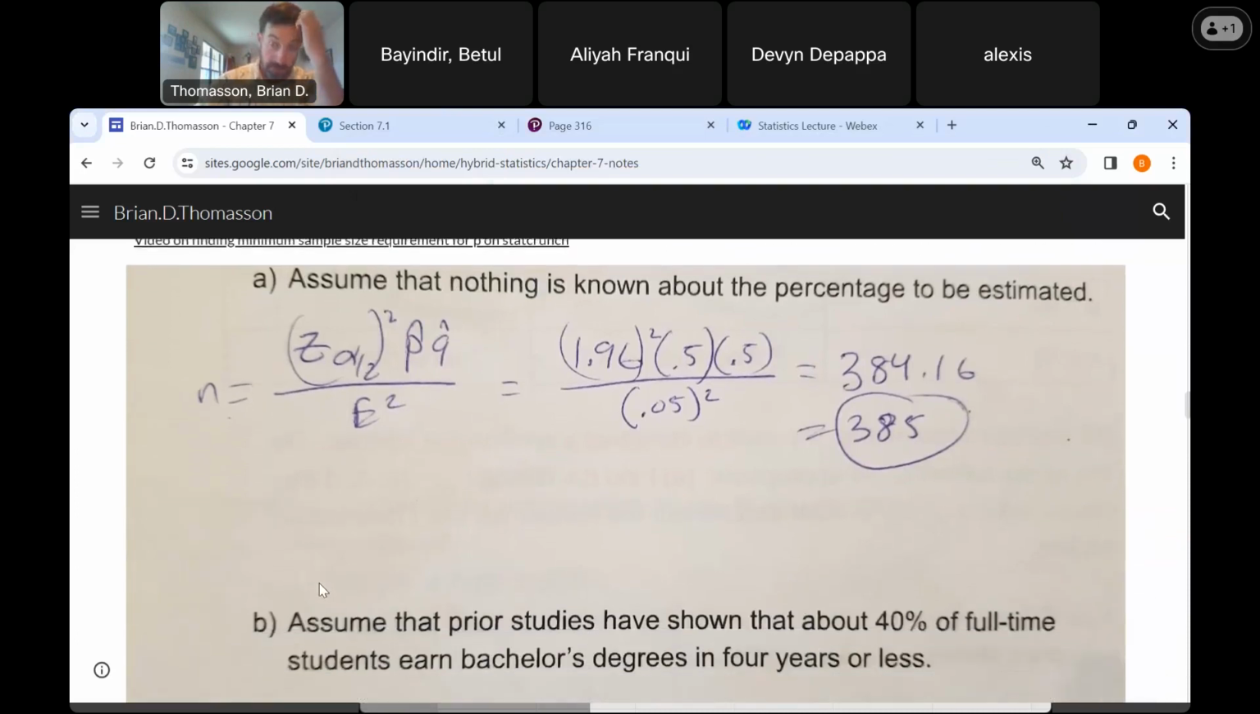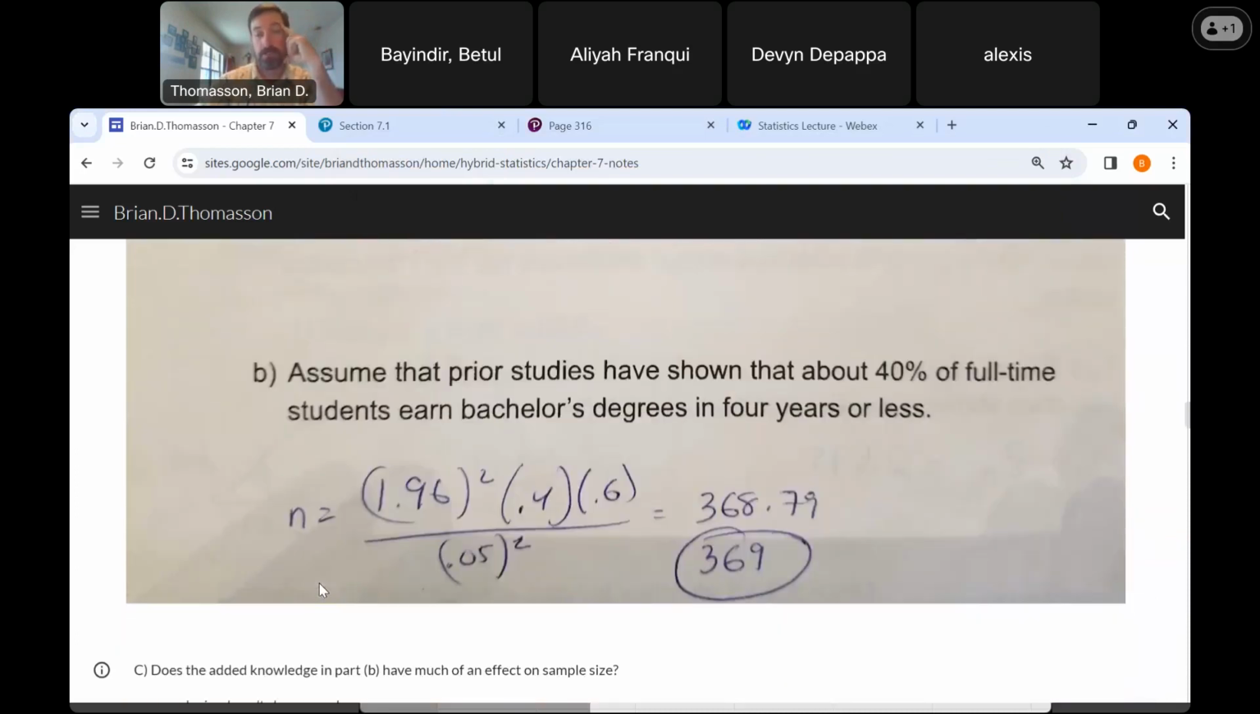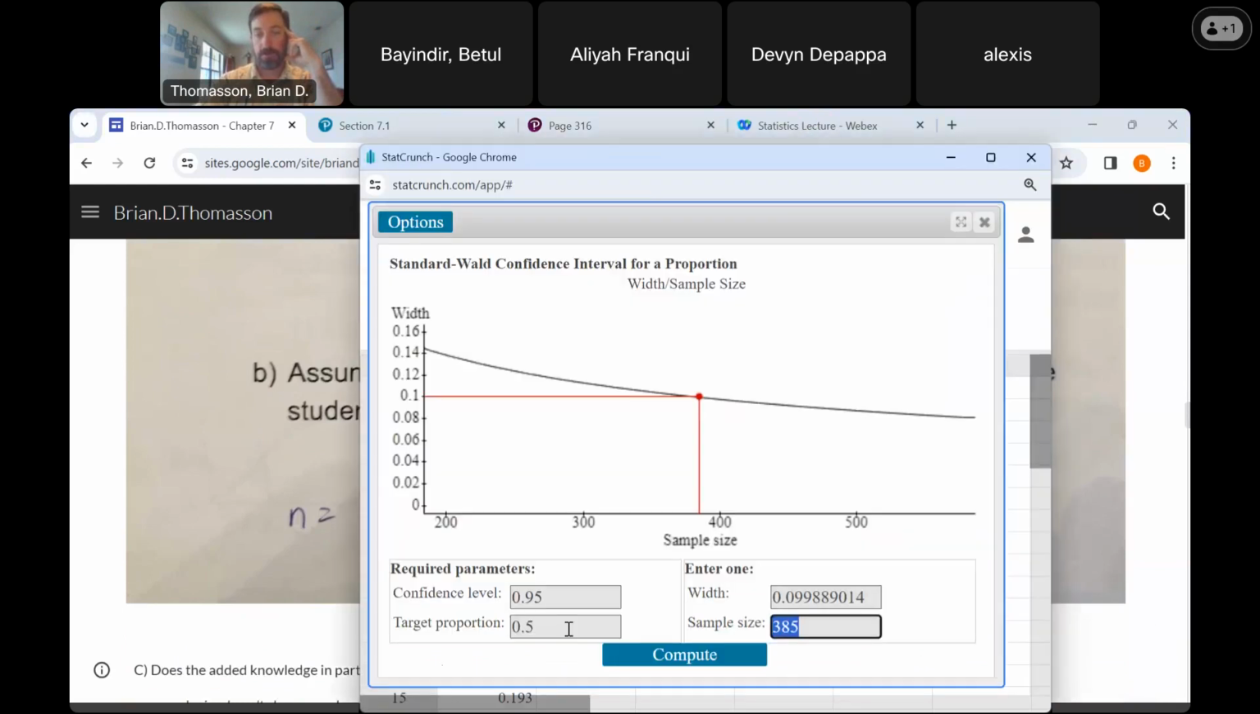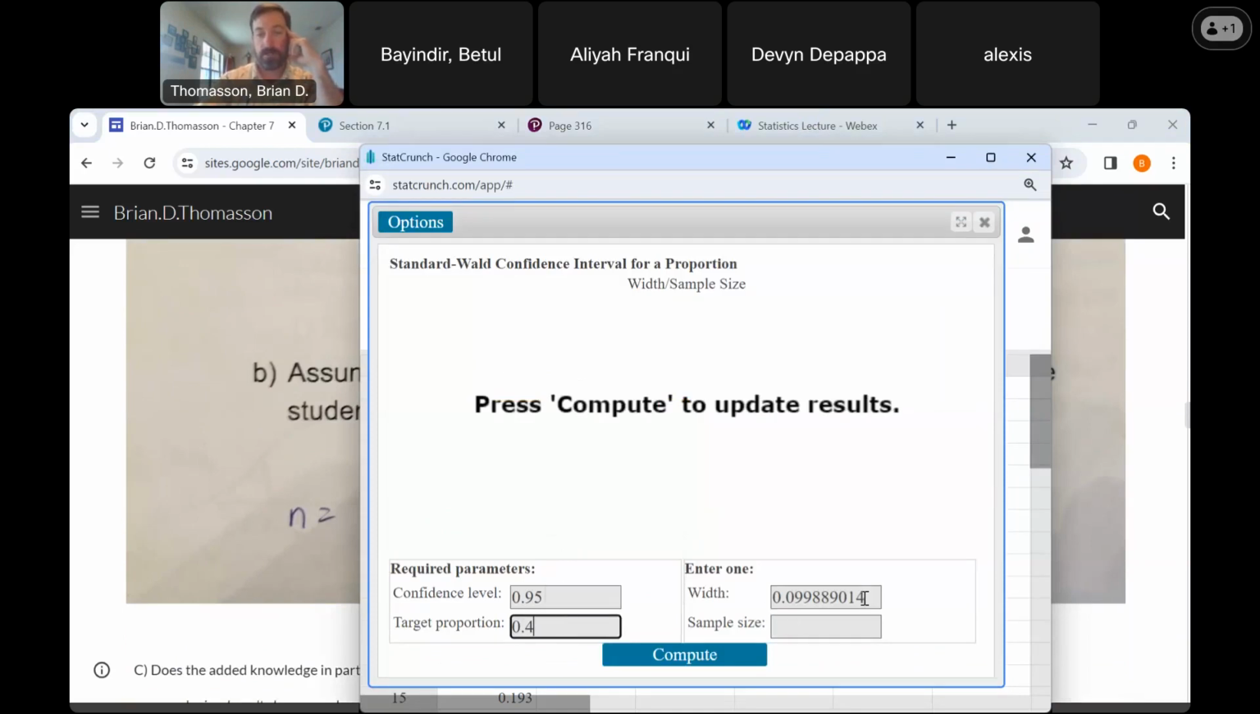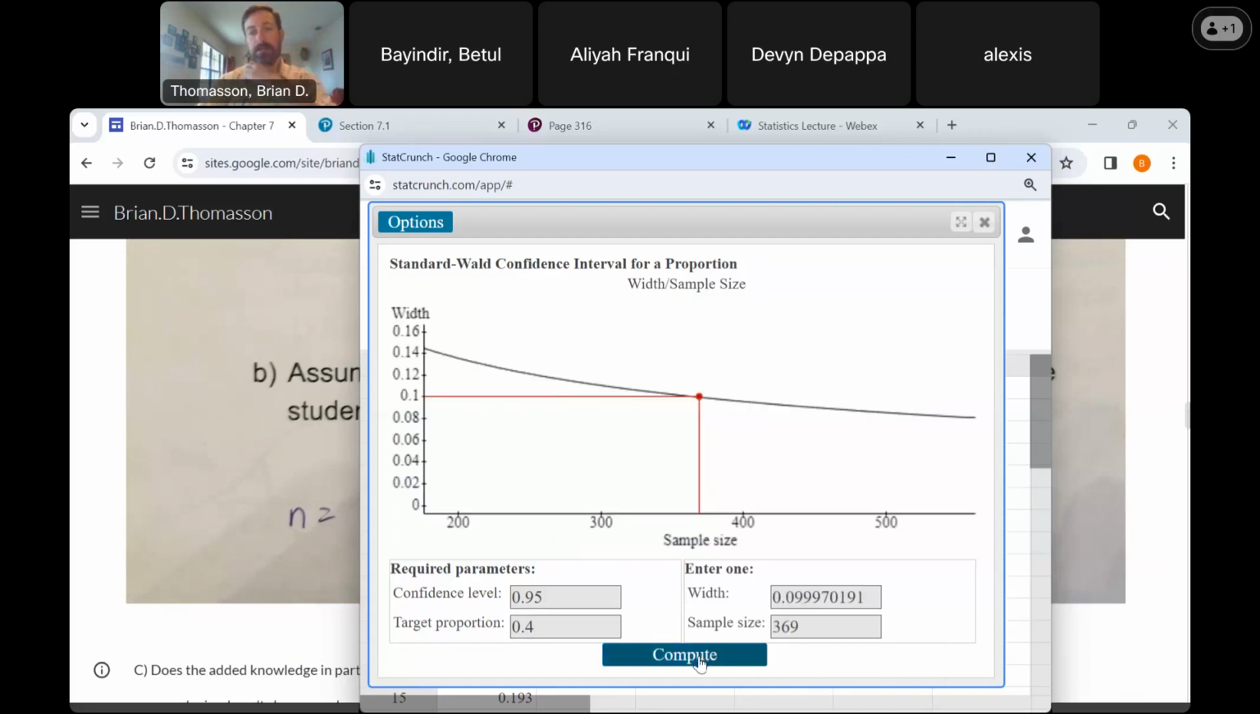All right. Now, part B is the exact same question. The only thing that's different is assume that prior studies have shown that about 40% of full-time students earn bachelor's degrees in 4 years or less. So they're telling us what p-hat is. So now we know what p-hat is, so we can enter in p-hat and q-hat appropriately. Okay. So if we do that, our target proportion is now 40%. And again, our width will still be 0.10. We compute, we get 369 there. All right, any questions on that one?